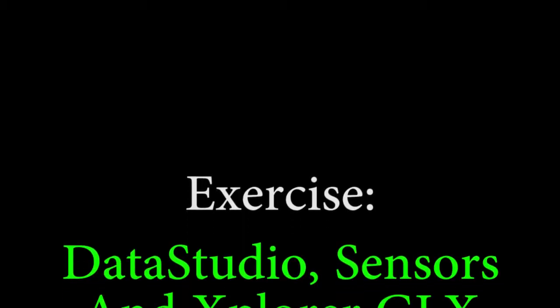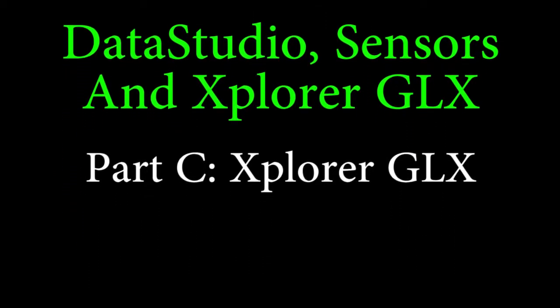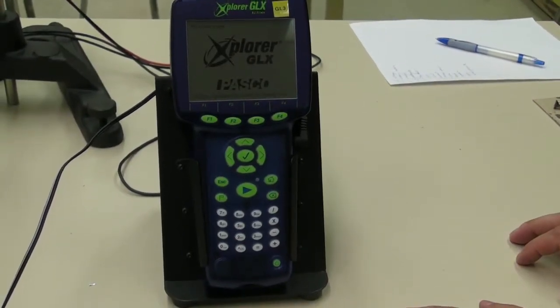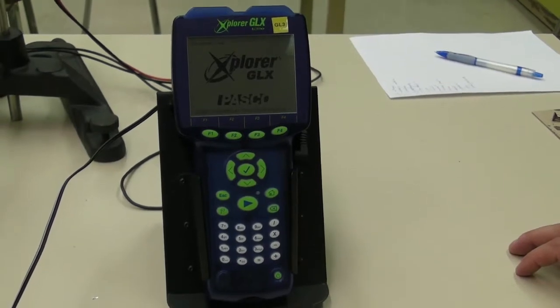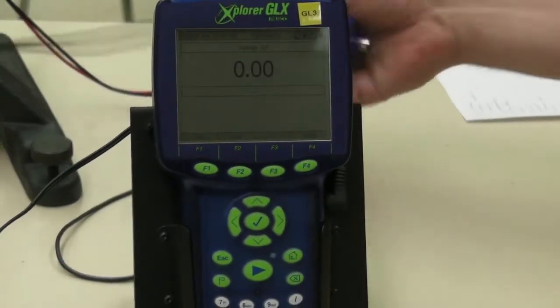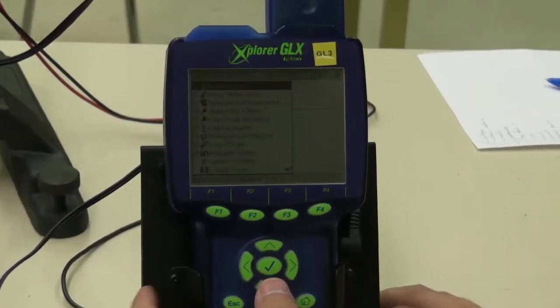Now we'll show you some basics of the Xplorer GLX. This can be used as a standalone data acquisition device, essentially a substitute for a computer in DataStudio, or it can be used as an interface for DataStudio. Here, we'll acquire some angular position data using our pendulum as before. Once you've turned on your GLX, you will need to attach the rotary motion sensor through a digital adapter and select it from the list that the GLX opens.